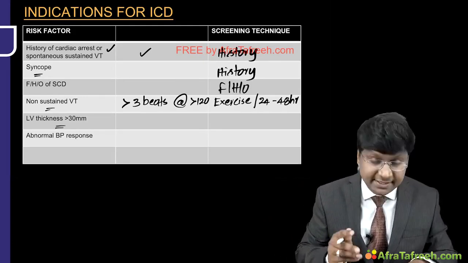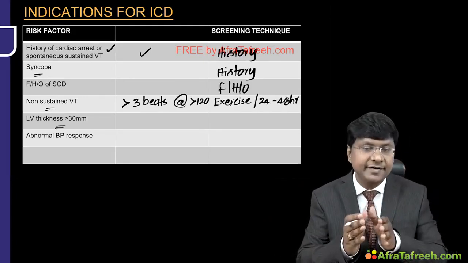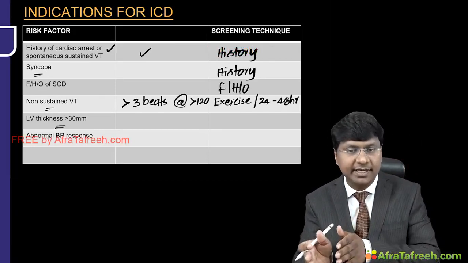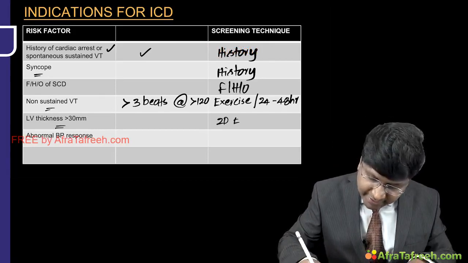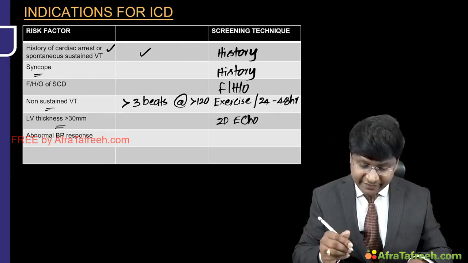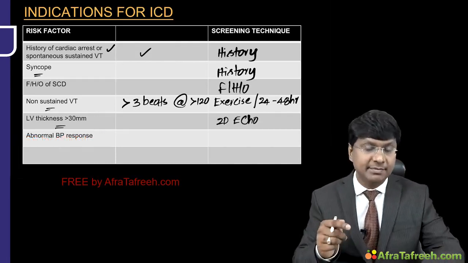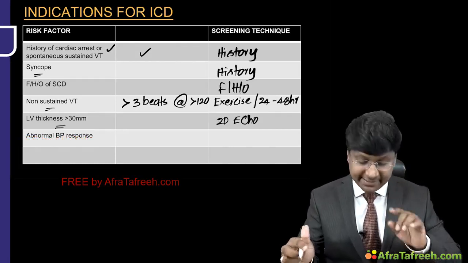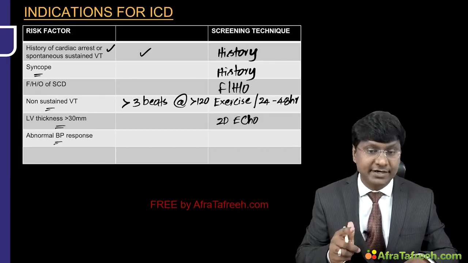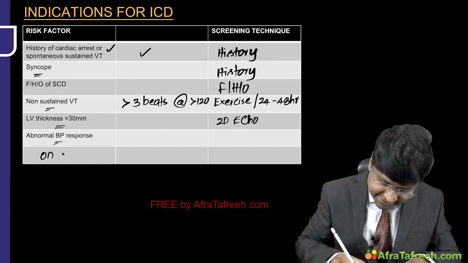Next point is the left ventricular thickness. If the left ventricular thickness is more than 30 mm, right? How can you detect it? By doing a 2D echo. So if the left ventricular thickness is more than 30 mm, he is also an ideal candidate for the ICD. Then abnormal blood pressure response on exercise.